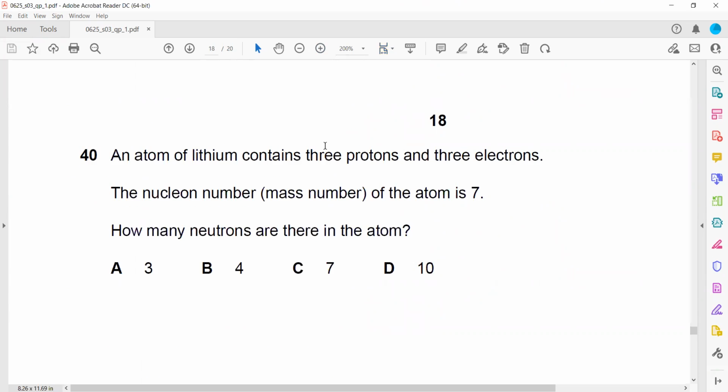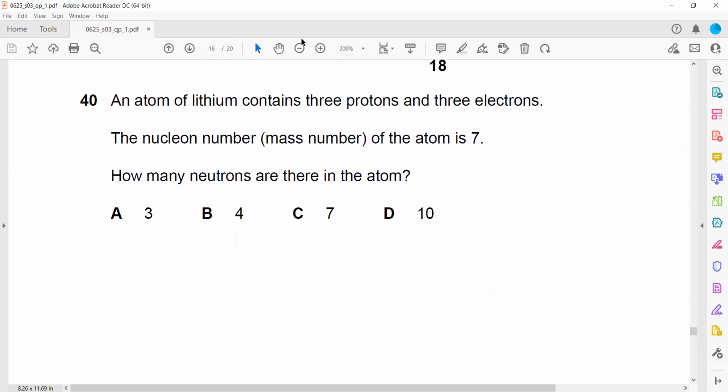Then in question 40, an atom of lithium contains 3 protons and 3 electrons. The nucleon number, the mass number, is 7. What is the neutron number? So neutron number is the nucleon number minus the proton number. So 7 minus 3, that's equal to 4. So B will be the right answer.